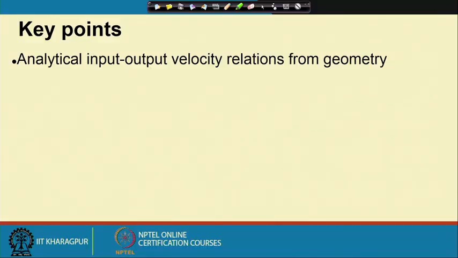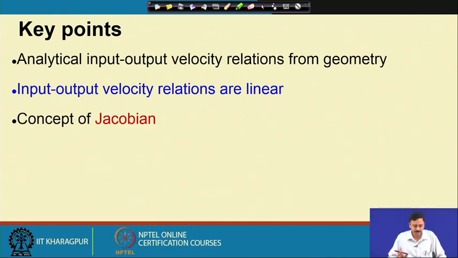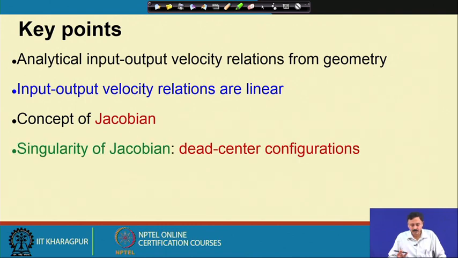So, let us review the key points that we have discussed in this lecture. We have derived the analytical input output velocity relations from geometry, purely from geometric considerations. We have found that the input output velocity relations are linear. We have introduced the concept of Jacobian, and the singularity of Jacobian, that means non-invertibility of Jacobian or the inverse of the Jacobian, they correspond to the dead center configurations or the singular configurations of the mechanism.